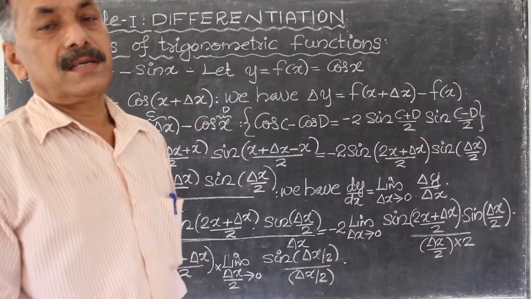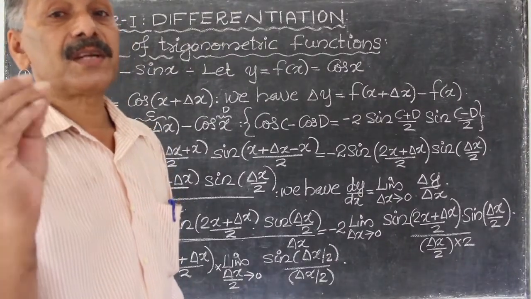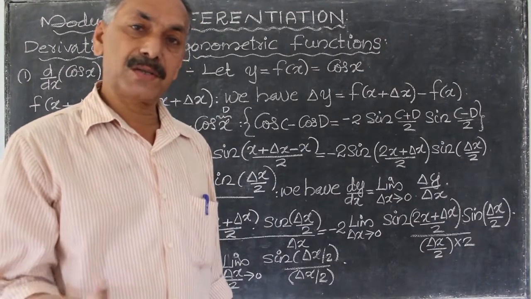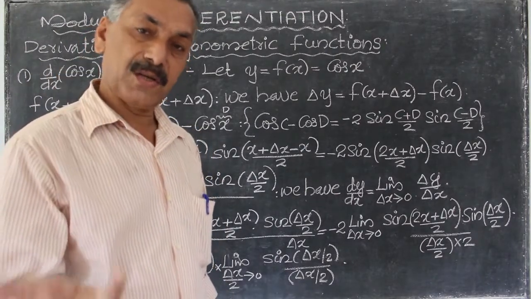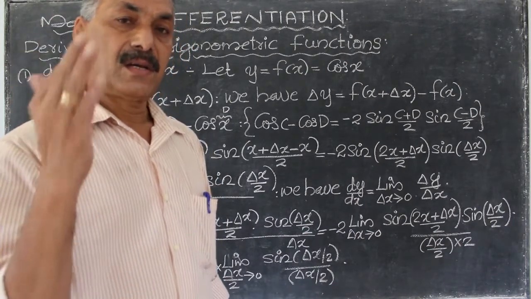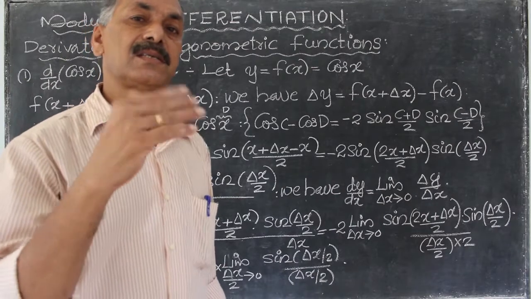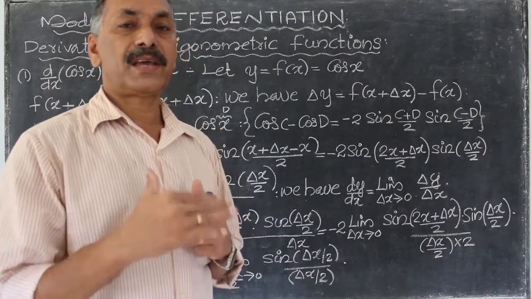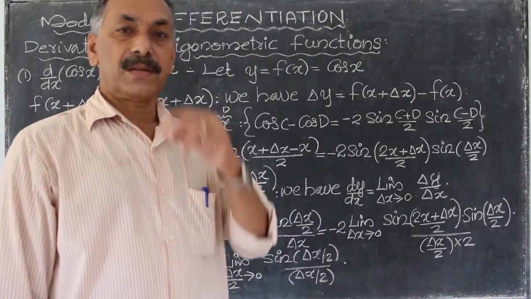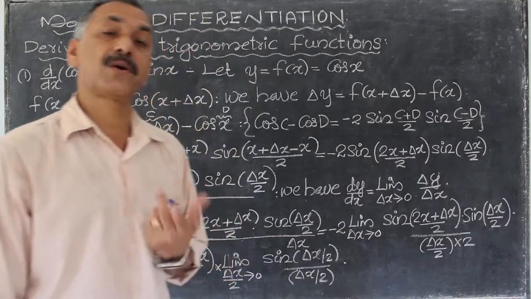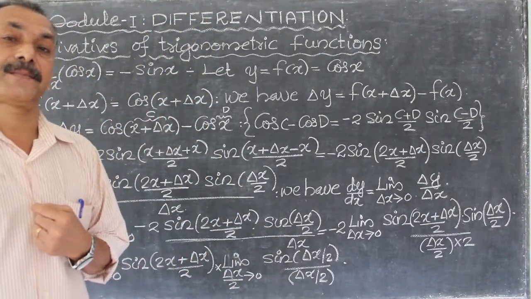Next, we consider the derivatives of trigonometric functions. We know the derivative of sin x is equal to cos x, and the derivative of cos x is equal to minus sin x, the derivative of tan x is secant square x, and the derivative of cot x is minus cosecant square x. How does the derivative of sin x become cos x? And the derivation. Again, the derivative of sin x is cos x, and the derivative of cos x is minus sin x.